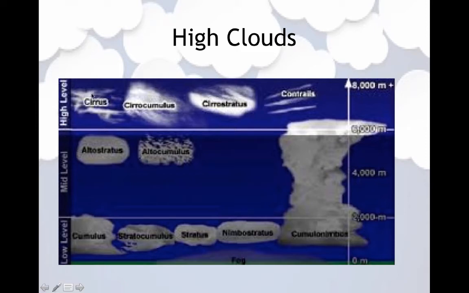So here's our feathery cirrus clouds up here, cirrostratus clouds, and cirrocumulus. We also have cirrotrails, which you don't really need to know about. Again, they're above 6,000 meters and don't produce precipitation.